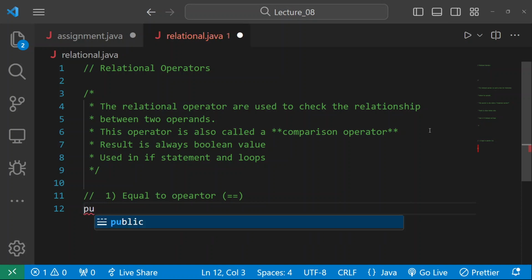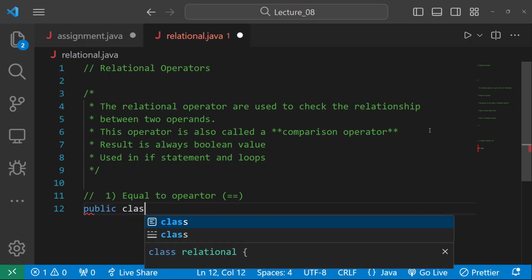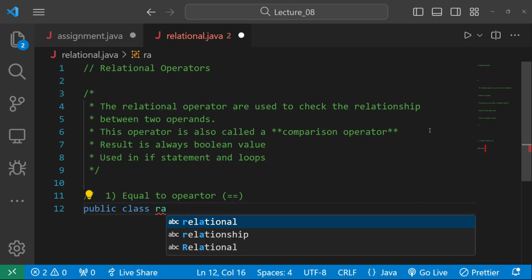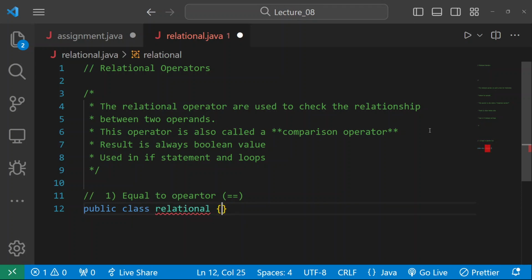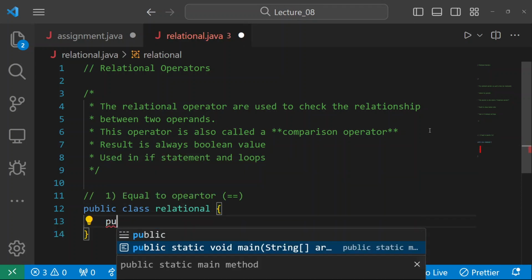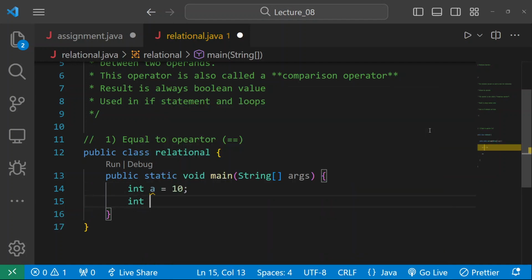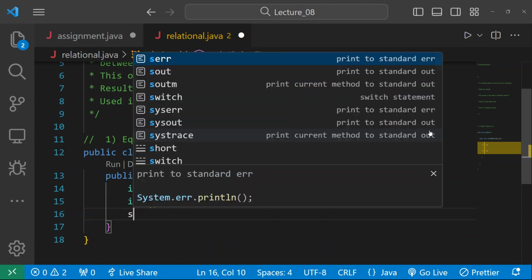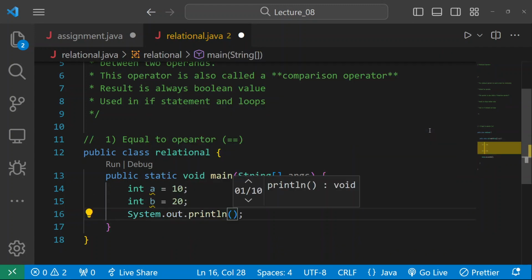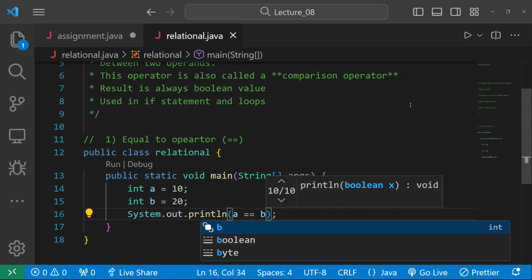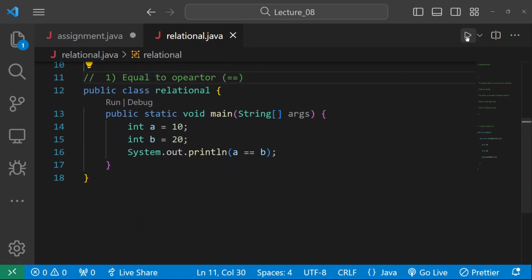See, public class. What is my file name? Relational. In that, in my main method, I will write. Now let me take two variables and initialize them for you: int a equal to 10 and int b equal to 20. See, a simple thing I am doing. Then System.out.println, I will do a equal to equal to b. So see the result. What will be the result now?